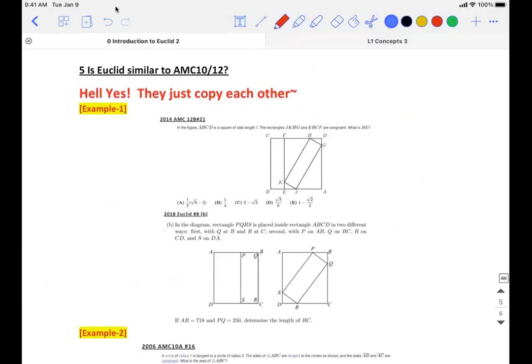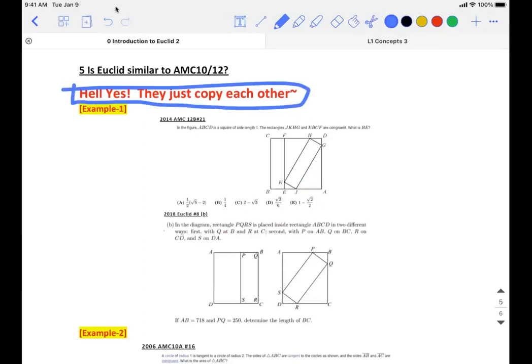Many of my students are asking me, is Euclid similar to AMC 10 and AMC 12? Because I have a lot of students who say, okay, I only want to go to the States, so I want to do the AMC. Or vice versa, I only want to stay in Canada, I don't even want to think about AMC. So is it correct or not? The question is, is Euclid similar to AMC 10 and 12? You know what? The answer is hell yes.